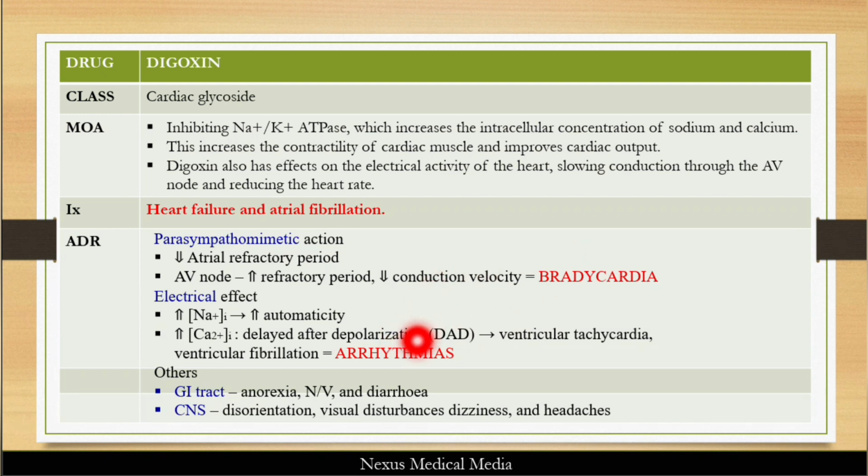And other effects on the GIT: it causes anorexia, nausea, vomiting, diarrhea. And on the central nervous system, it can cause disorientation, visual disturbances, dizziness, headaches, etc.